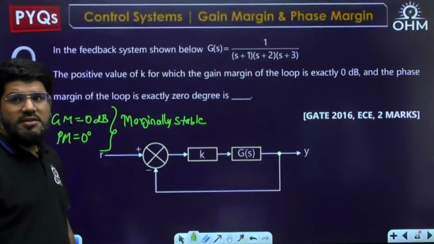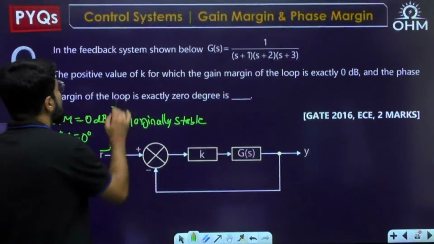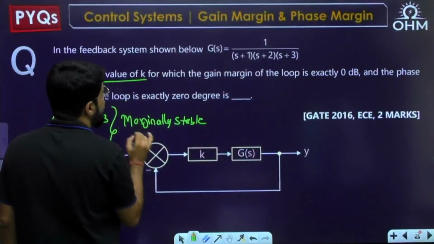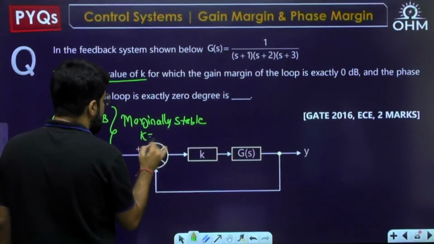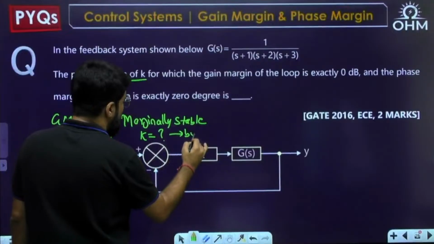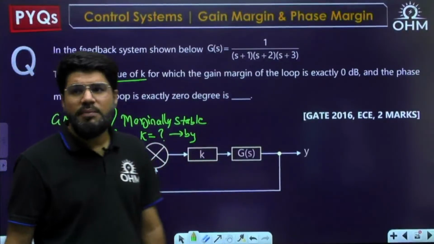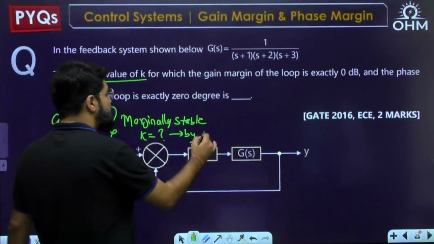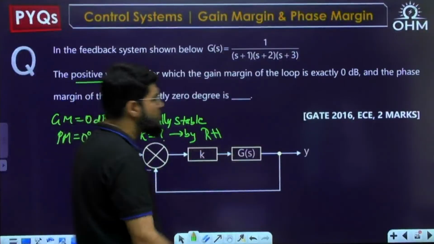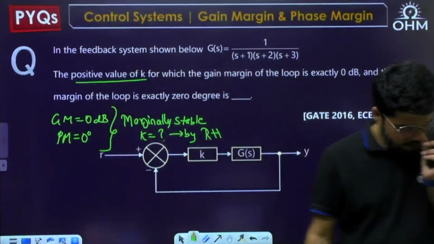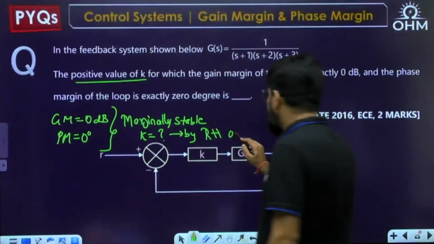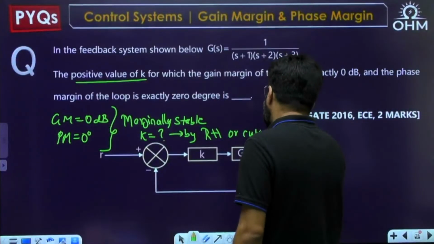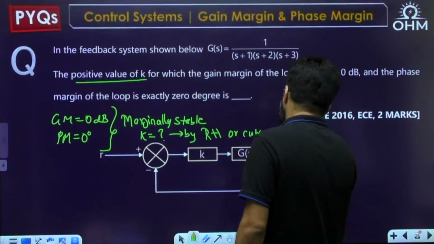This concludes that the system is marginally stable. So the question is indirectly asking: what is the positive value of K for which the system is marginally stable? What is the value of K for the system to be marginally stable? By the RH criteria, this can be solved by RH. If not RH, there is a cubic shortcut, because it's a cubic equation here.